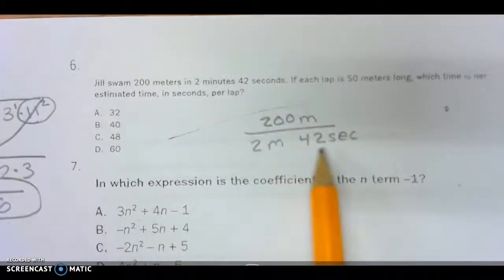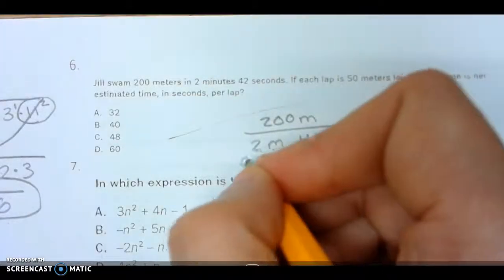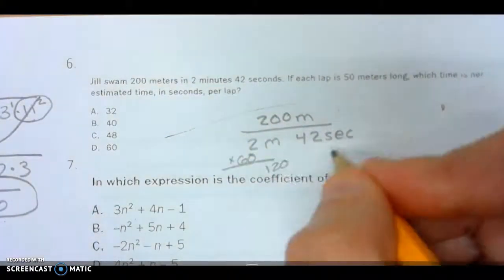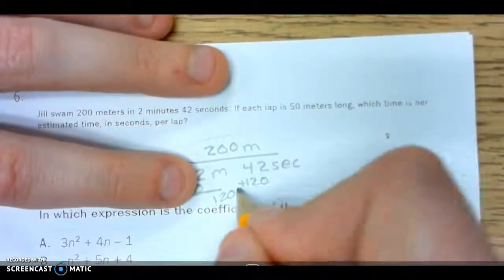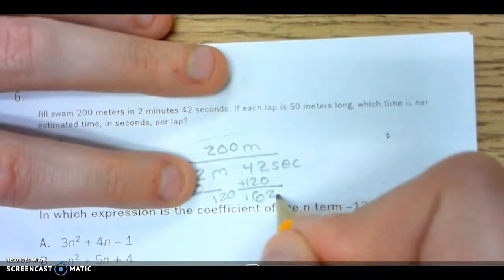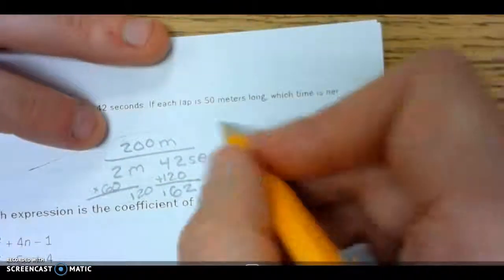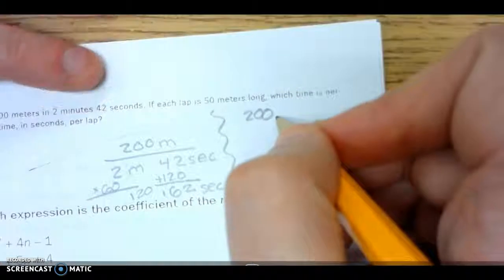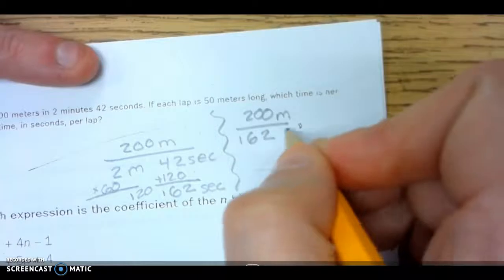Okay, I'm not going to be able to do this with minutes and seconds, so I need to change this. And so I'm going to say how many seconds are in a minute. There's 60 of them. 60 times 2 is going to be 120. And now I'm going to add these. And I'm just going to rewrite this whole thing. So, 200 meters in 162 seconds.